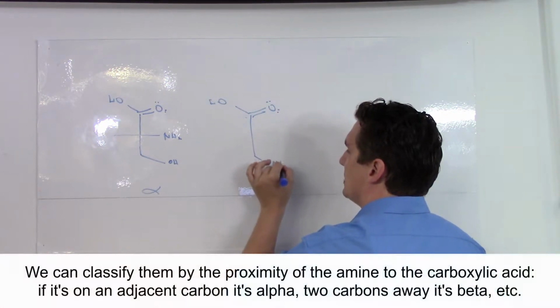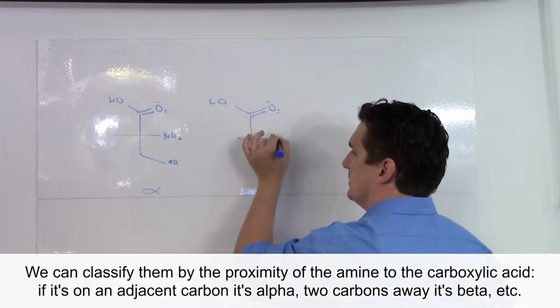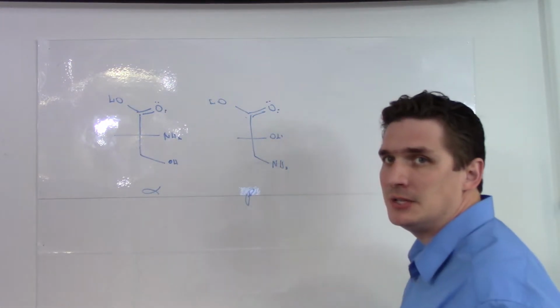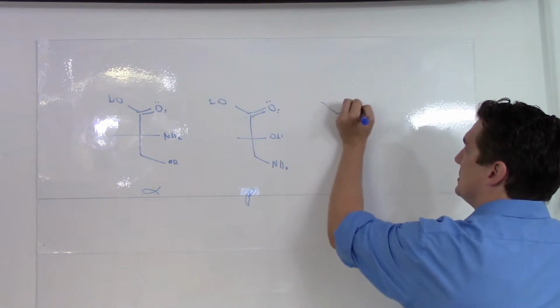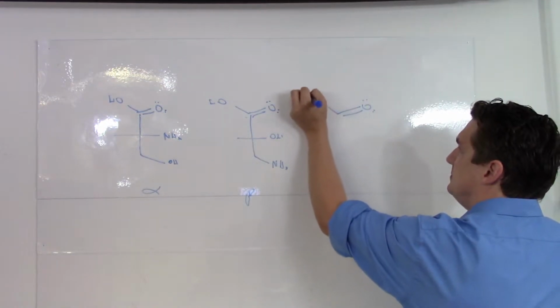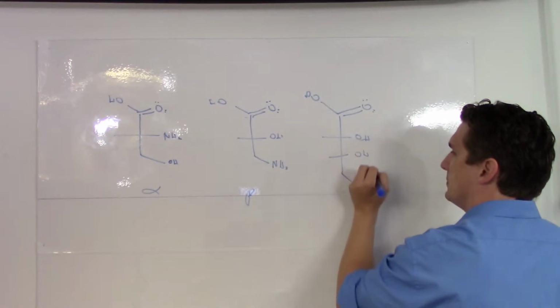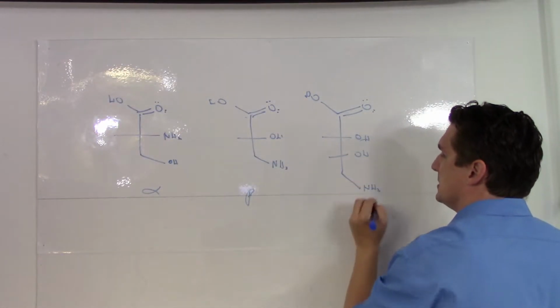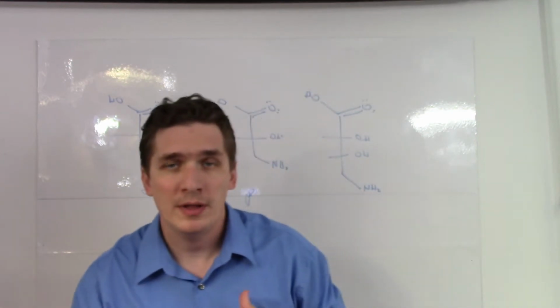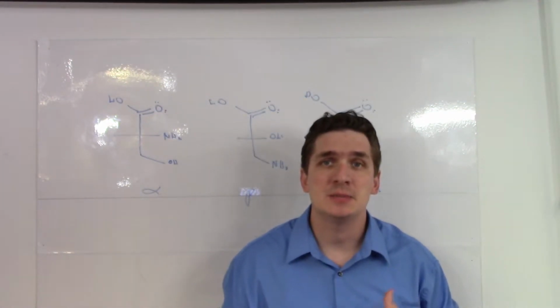If it's on the second carbon, this is what's considered a beta amino acid. And for successively longer chains and further away, we have gamma, delta, and so forth. So one way of looking at these is basically the position of the amine.